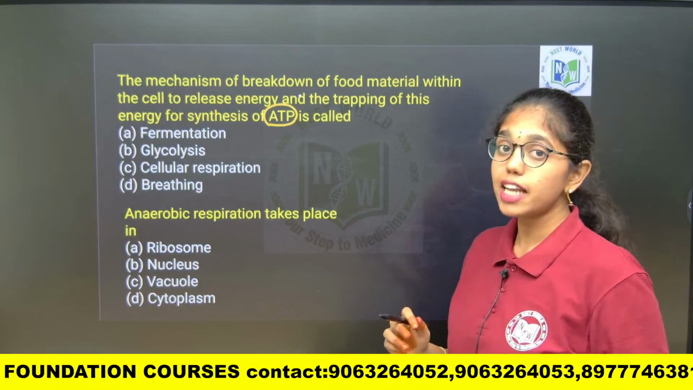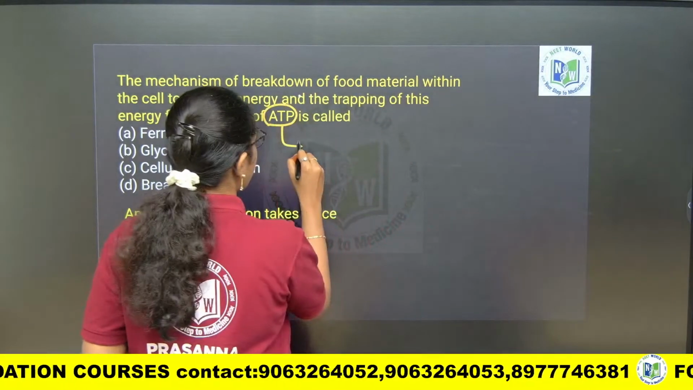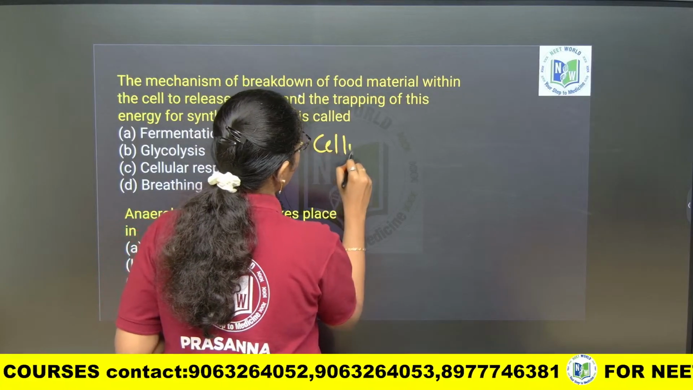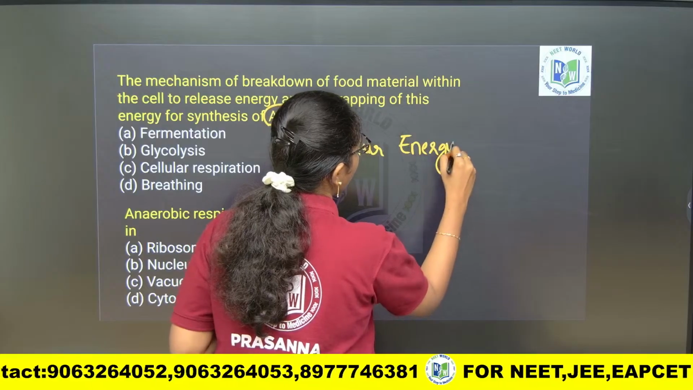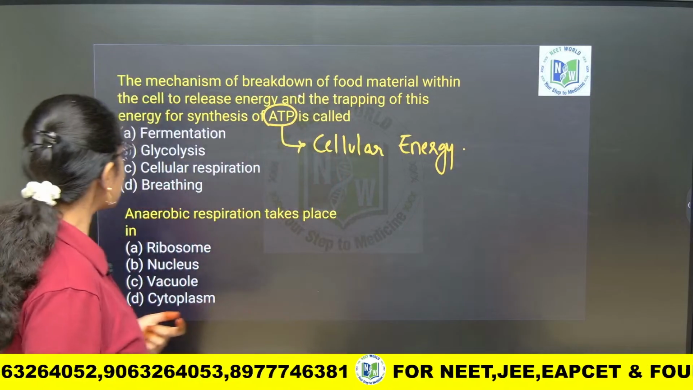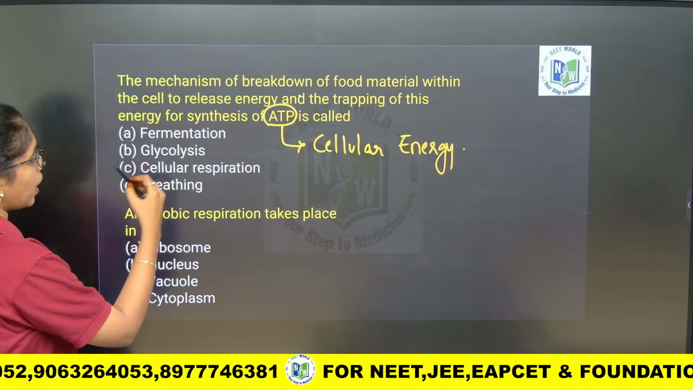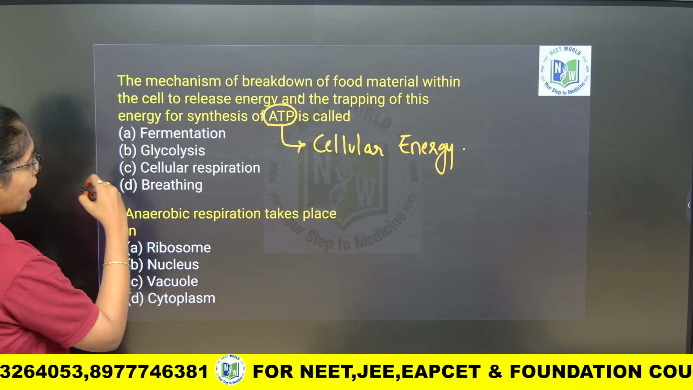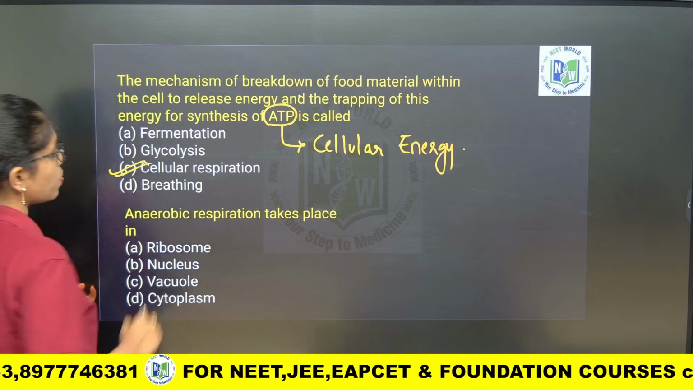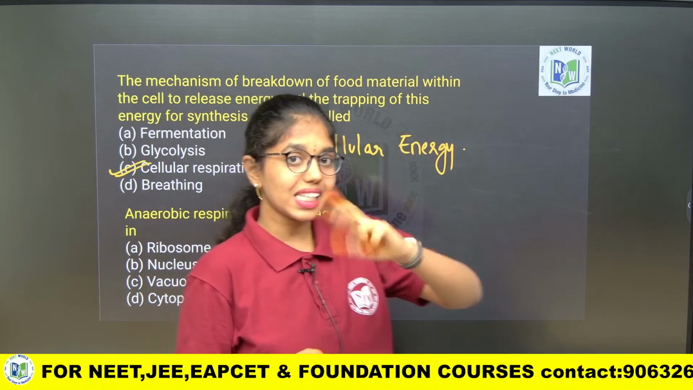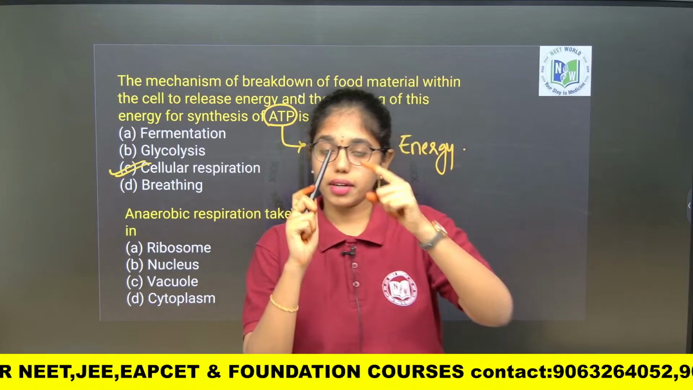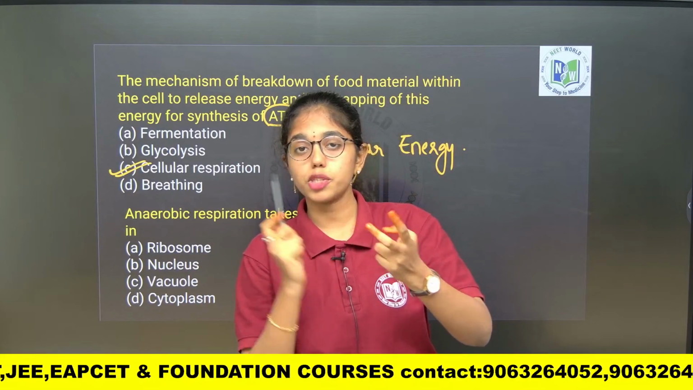So, what is that cellular energy? ATP. ATP is called as cellular energy. So here ATP is the cellular energy, that is why this is called as what? Cellular respiration. So how you can define the cellular respiration? What is the difference between the definition of respiration and cellular respiration?